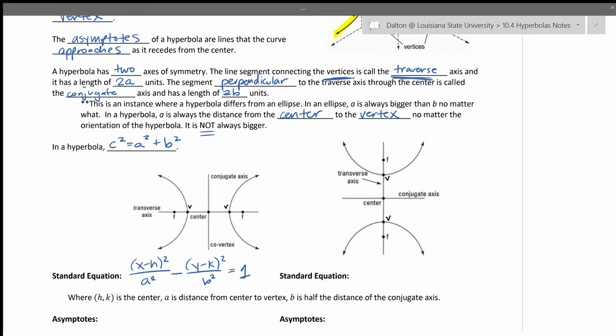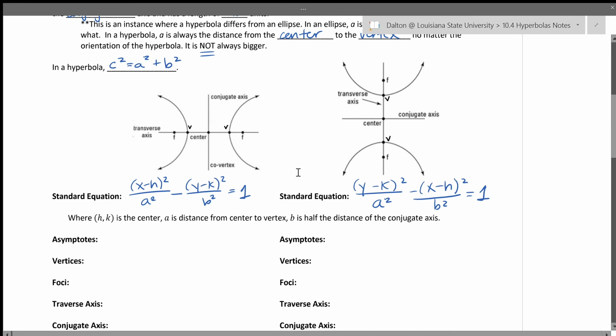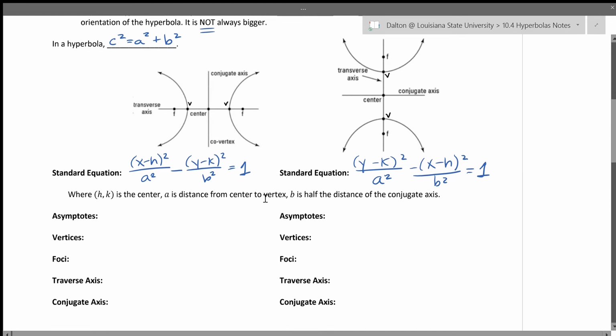To get your hyperbola flipped up and down, the y term is just first. So (y minus k) squared over a squared is still first, just like it is in an ellipse. You always write the a term in the first denominator. Minus (x minus h) squared all over b squared is equal to 1. So you can have either one of these equations. And then there are different aspects to the hyperbola that we're going to graph in addition.